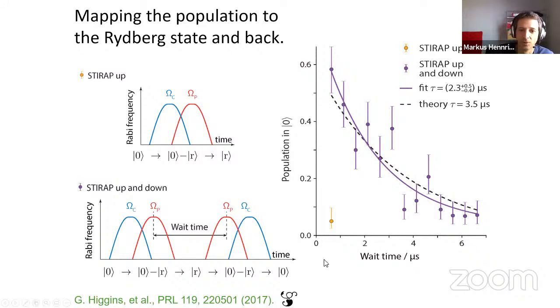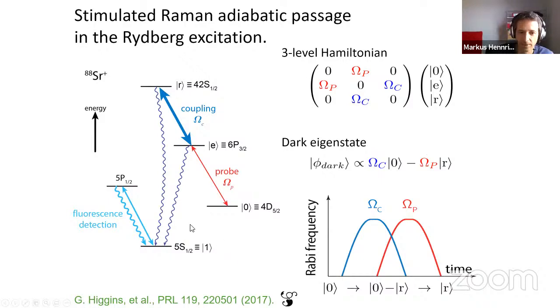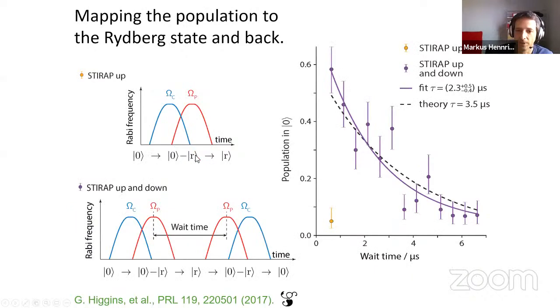If you want to know, was it really excited to the Rydberg state? Because in principle, the intermediate state also decays to the other level. If we had population just brought up into the intermediate state, we would see the same thing. So what we need to prove is that we were already in the Rydberg state. For that, we do a 2 STIRAP pulse sequence, one going up, and then reverse the sequence to go down again after some time.